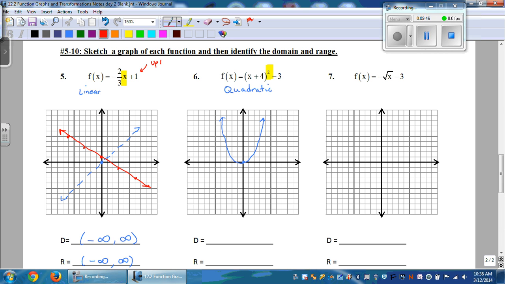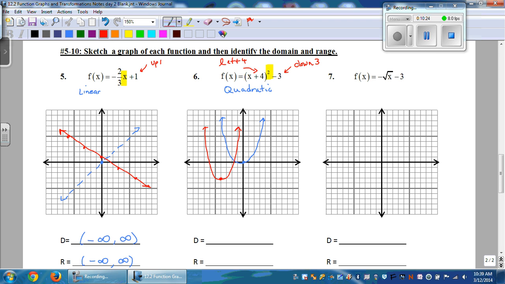We need to look at our shifts. I said this number at the end goes up or down, so this is the down 3. If it's changing the x value on the inside, we shift it the opposite way. So instead of going right 4, we're going to go left 4. So we go to 0, 0. At 0, 0, we're going to then go down 3, 1, 2, 3, and to the left 1, 2, 3, 4. There's our new starting value.